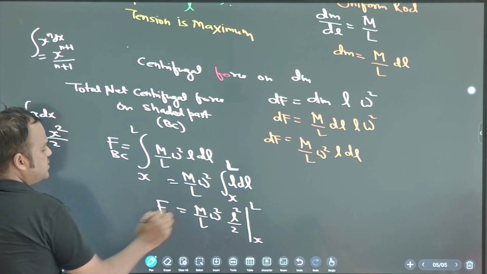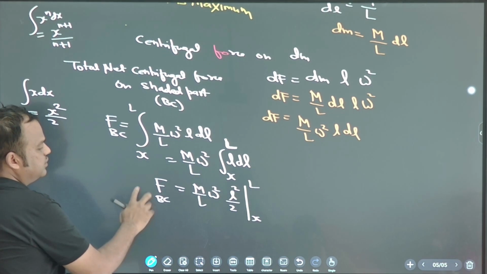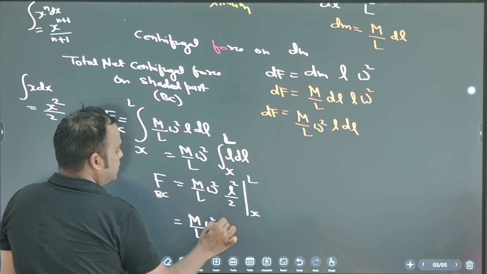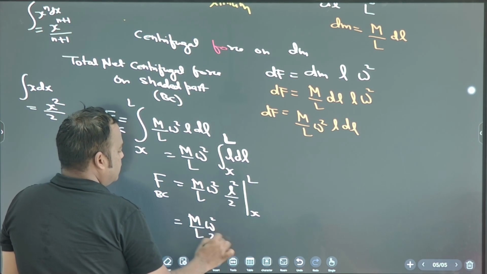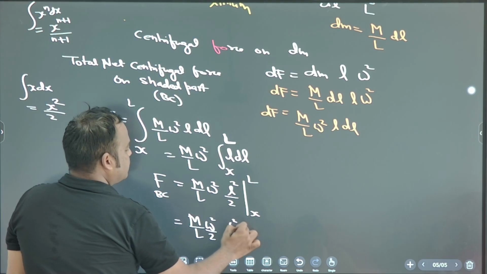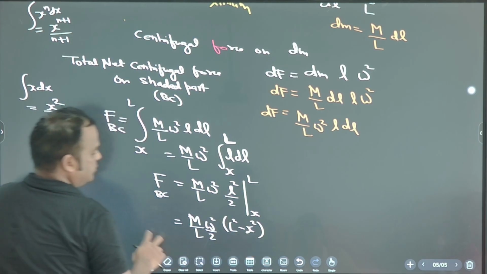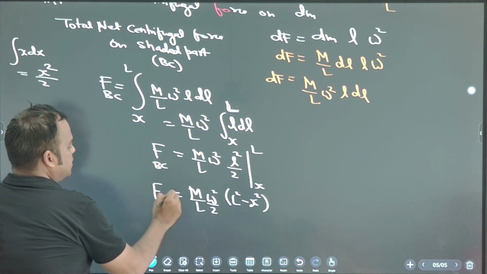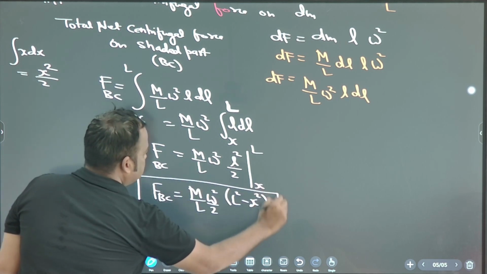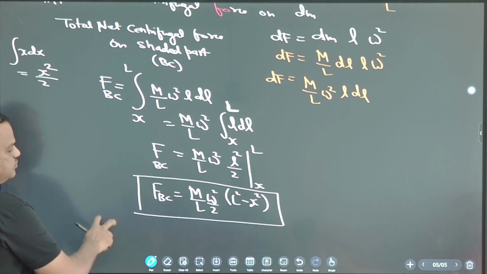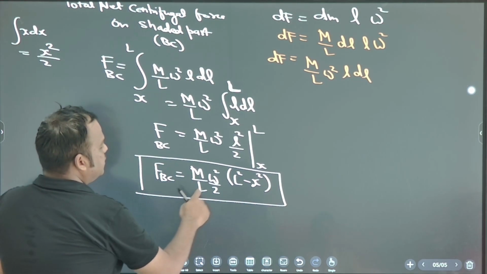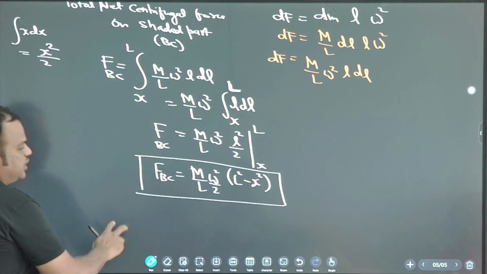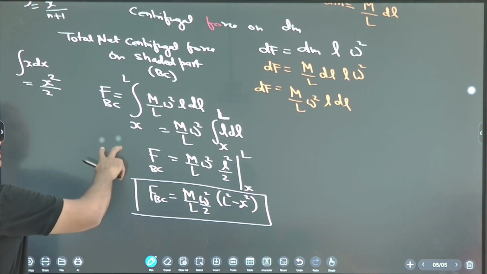So we will get the net centrifugal force on BC: M by L omega square, 2 is also common, L square minus x square. Okay, so this is the net centrifugal force on BC: M by L omega square times (L square minus x square) by 2. Understood? Note down. Copy this.